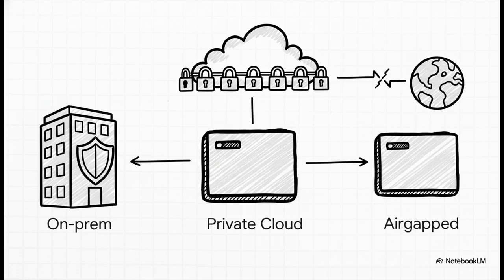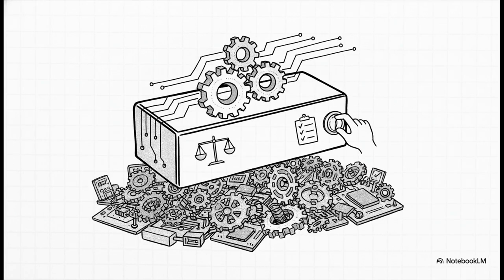Deploy it on-prem, in a private cloud, or even fully air-gapped. Bottom line, Knaxon is that deterministic layer that puts you back in control of your existing systems.